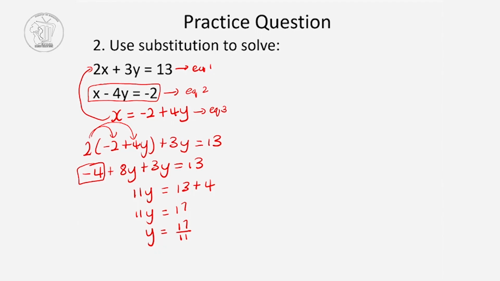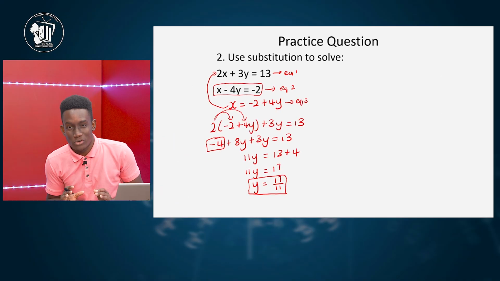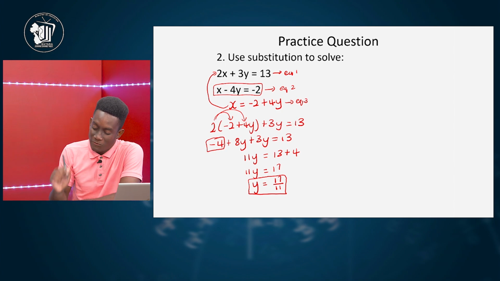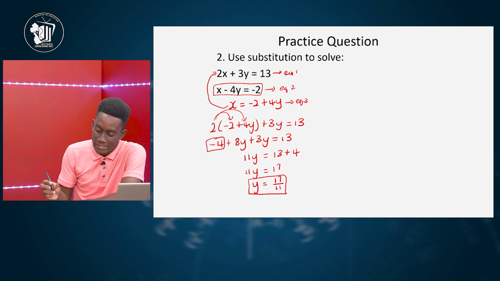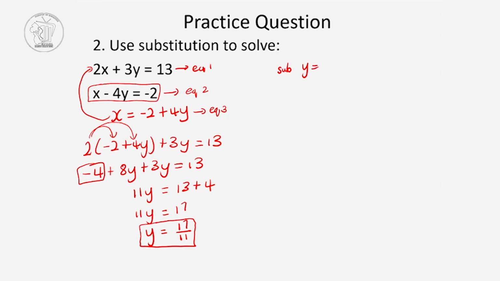And we know if we divide this, we'll have a very long decimal. So we can leave this just as it is, so that when we want to check our answer, we'll be able to verify, rather than putting it as a decimal and then rounding off, and we'll get a slight difference. So we have y is equal to that. Now that we have our value for y, we can find our value for x. So we can substitute y equals 17 over 11 into, and we see the best one to do is equation 3.